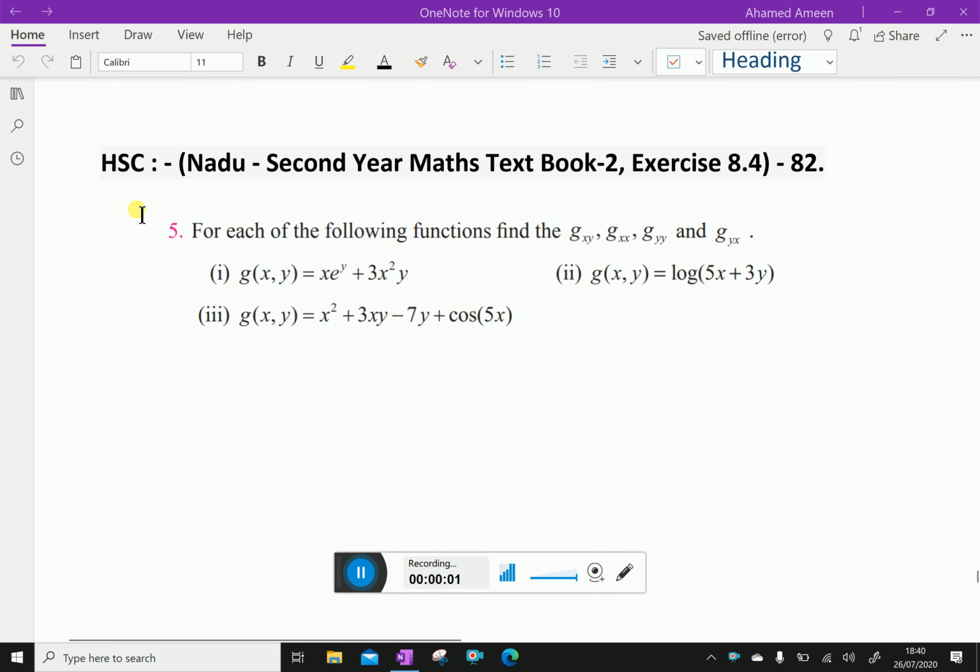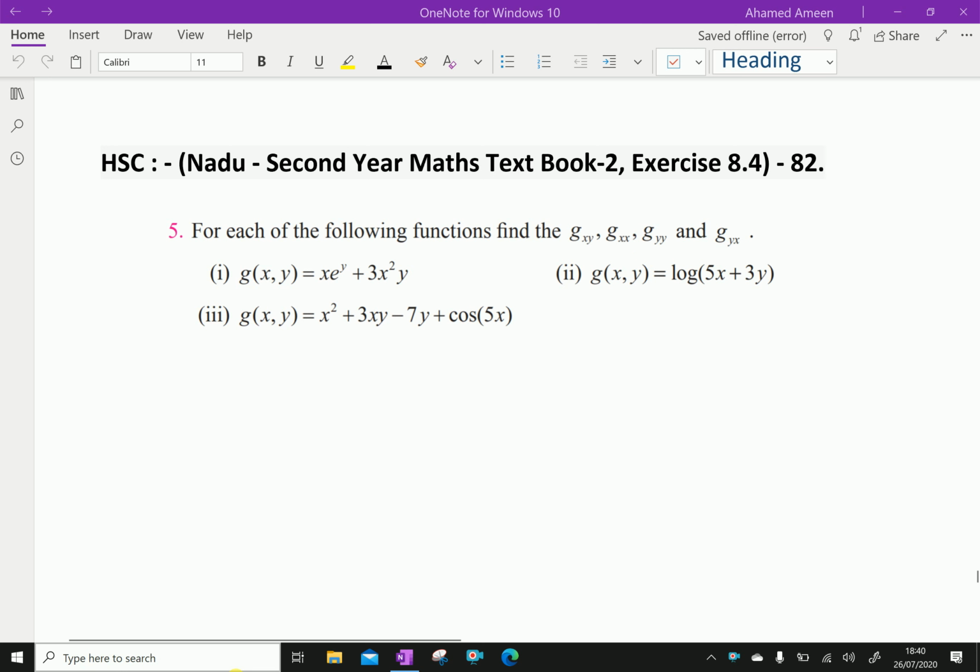Welcome to aminacademy.com. Let us do Tamil Nadu Higher Secondary Second Year Math Textbook 2, Exercise 8.4, Question number 5. For each of the following functions, find g of xy, g of xx, g of yy, and g of yx.